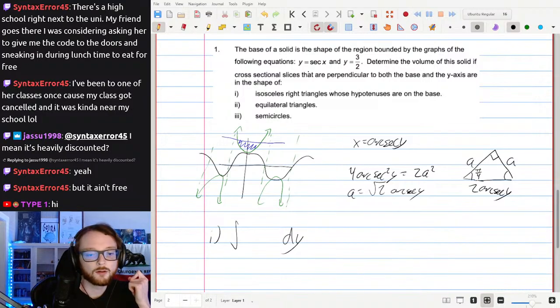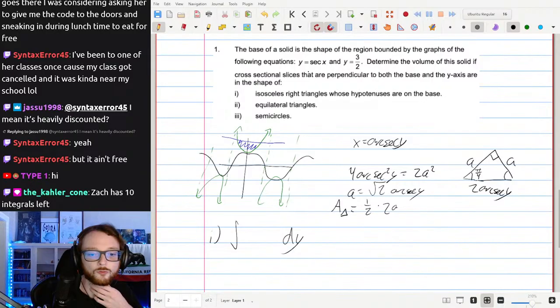And then the area of the triangle is 1/2. The base and the height are both root 2 arc secant y. So 2 arc secant squared. This is a terrible integral to do, isn't it?